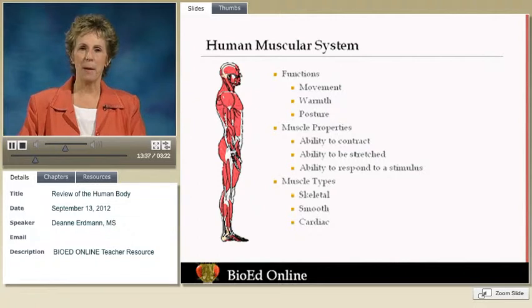When we look at muscle properties, muscle is very unique in its ability to get shorter, to actually draw together. It's also unique in that it can be stretched without tearing up the internal cellular structure, and it can respond to stimuli. One thing to remember is that muscles by themselves can only contract, and they do this by muscle proteins sliding between one another. And we're going to look at a slide and demonstrate that in just a few minutes.